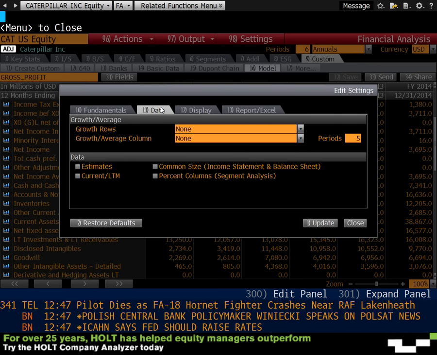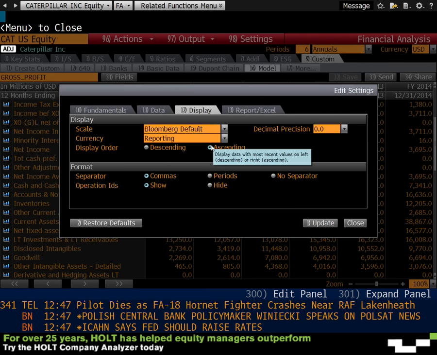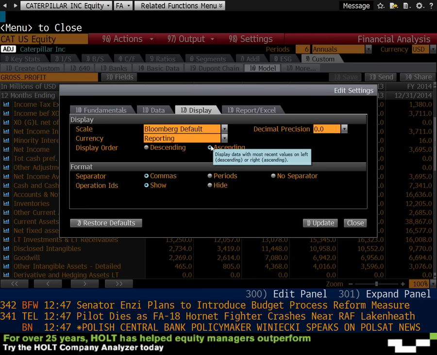Under the data tab, make sure none of these are checked, because you don't want any extra columns in your export. You just want the historical data. Under display, make sure it says ascending. Ascending means the most current year is on the right. Descending means the most current year will be on the left. Our model expects the current year to be on the right, so we're going left to right. Make sure it's in ascending order.